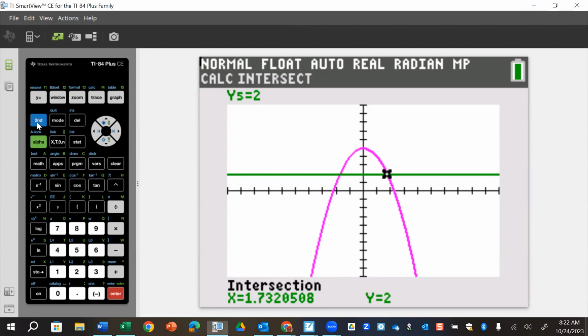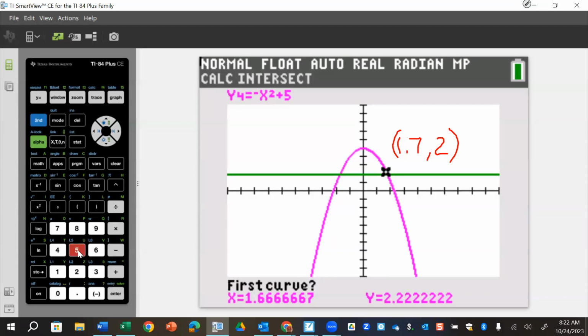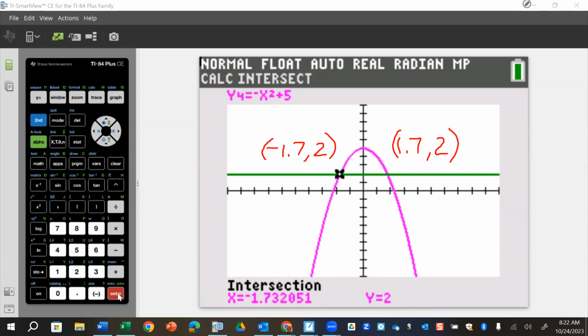So what do I do again? Second, trace, intersect. Now slide that thing over to the other zero you're trying to find. Enter, enter, enter. Negative 1.7 comma 2. Please round properly for your full credit. Right. Graphing method. Do you have the method down? Hope so.